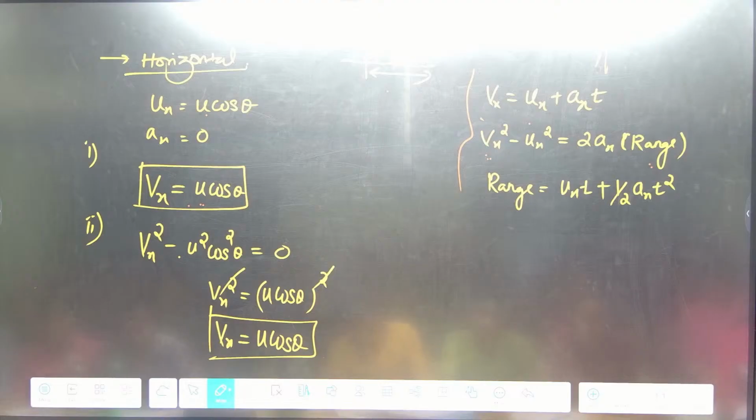Any doubts in the first two things? Any doubts? See, try to understand the logic, okay, that's it. No need to memorize the formula also. If you understand the things, it is easy to derive the formula by yourself.